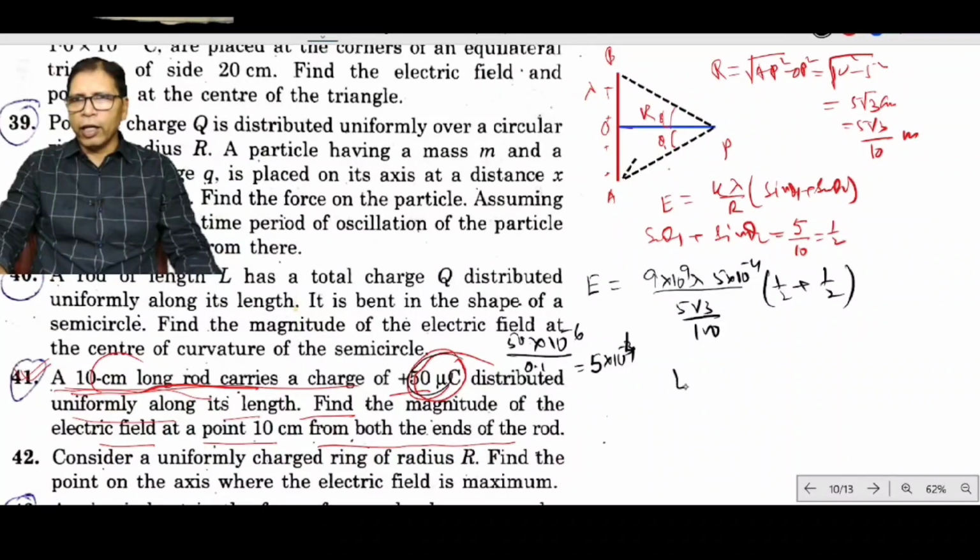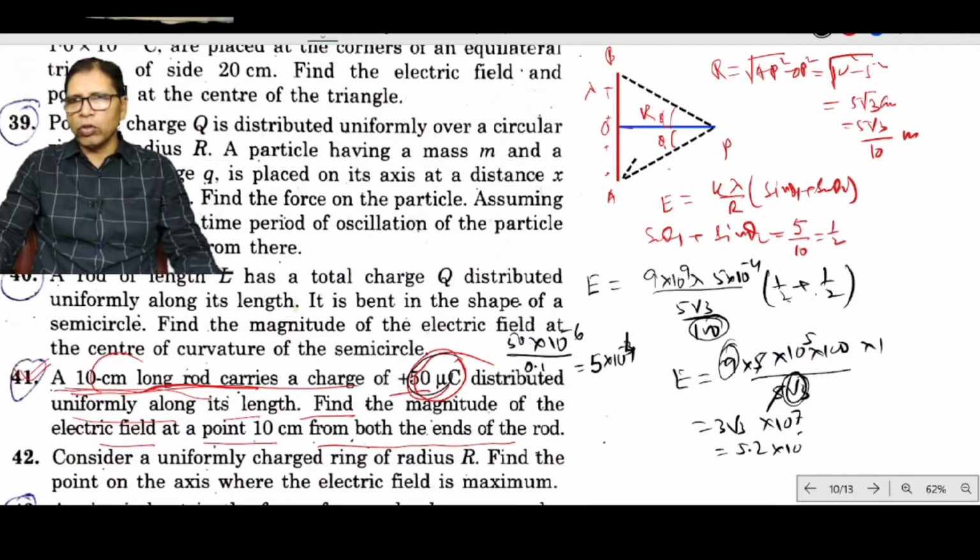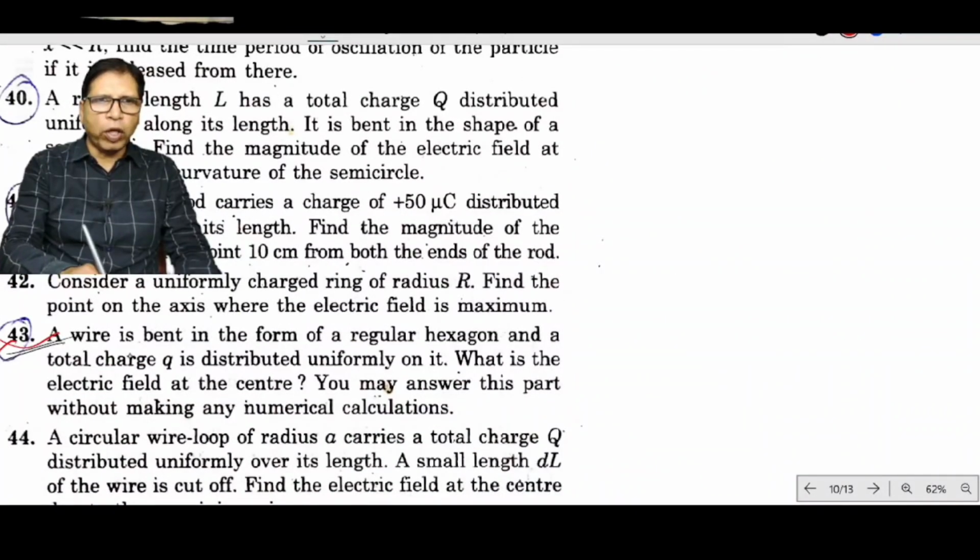Okay, no problem. Therefore, E is equal to 9 into 5 into 10 to the power 5 into 100 into 100, and 1 plus 1 is equal to 1 divided by 5 root 3. Now this 5 and this 5 cancel out, 9 divided by root 3. So this is 3 root 3 into 10 to the power 7. Therefore, this is 5.2 into 10 to the power 7 Newton per coulomb. Okay. Now look at this, question 43.